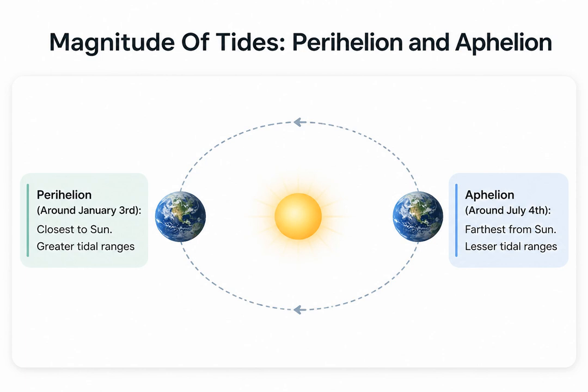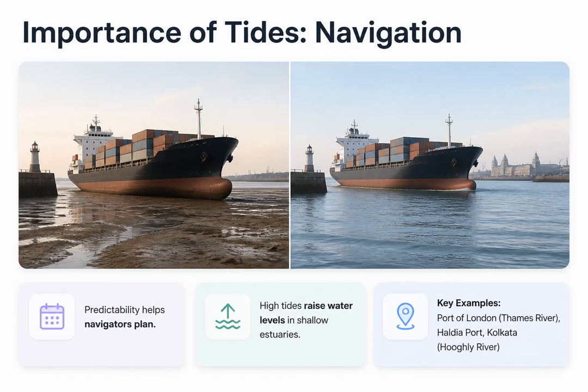On the other hand, when the Earth is at aphelion, its farthest point from the Sun around July 4th, the solar gravitational influence is minimized, resulting in tidal ranges that are much less than average. Because tides are driven by the predictable orbits of the Earth, Moon, and Sun, we can forecast them with great accuracy. This predictability is a massive advantage for navigation.